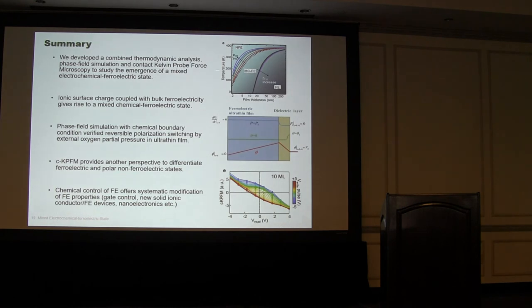So I'll give a brief summary of my talk. We developed a combined theoretical method, thermodynamic analysis and phase-field simulation, together with the KPFM method to study the emergence of a mixed electrochemical ferroelectric state. Ionic surface charge coupled with bulk ferroelectricity gave rise to this state based on thermodynamic calculations. And phase-field simulations with more realistic chemical boundary conditions verify the reversible polarization simply by controlling the chemical environment. KPFM will be an effective way to differentiate ferroelectricity and surface charge behaviors.